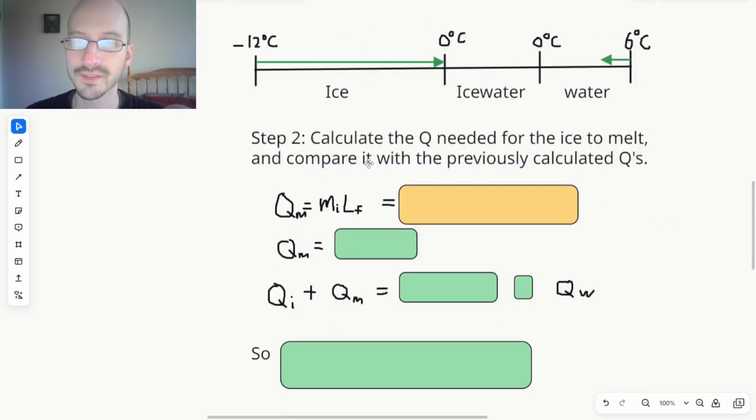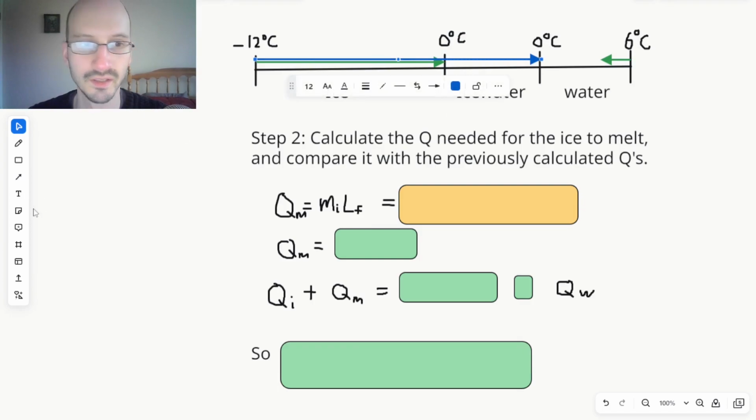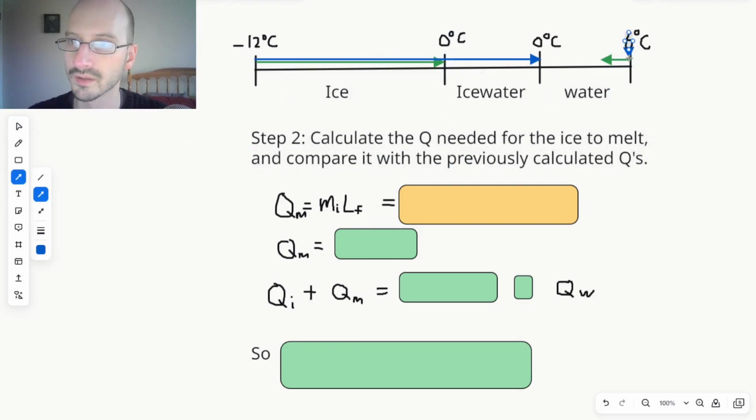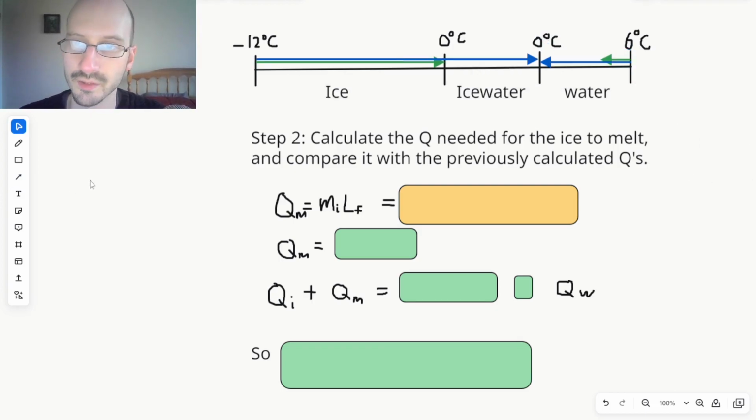Step 2, we have to calculate the heat needed for the ice to melt, that is the heat during this phase, and compare it to the remaining heat needed to bring the water to freezing. So we will be comparing this amount of heat with this amount of heat. Let me just leave those up there so that you can see what we're comparing. So the green is what we already calculated, stage 1. Blue is what we're comparing in stage 2.